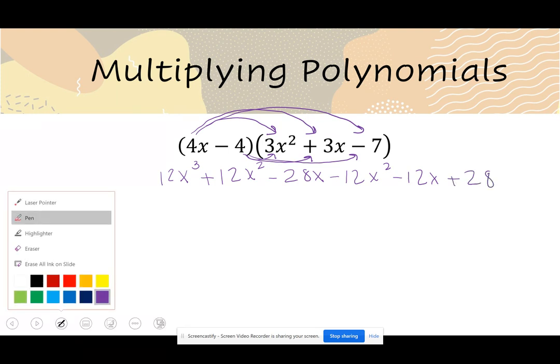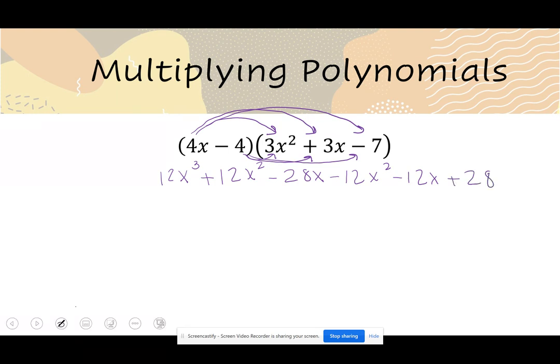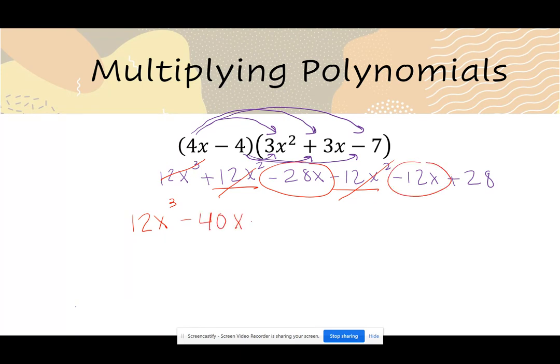Then you go through and you combine all your like terms. We only have 12x cubed, that's gone. We have 12x squared minus 12x squared, that's gone. Negative 28x minus 12x gives you negative 40x, and then copy that plus 28. So this is your final answer.